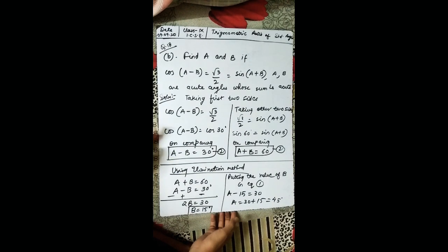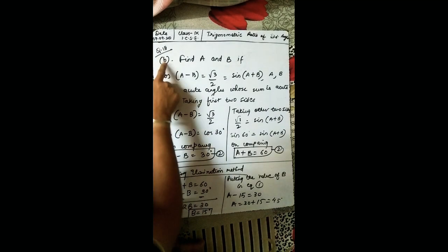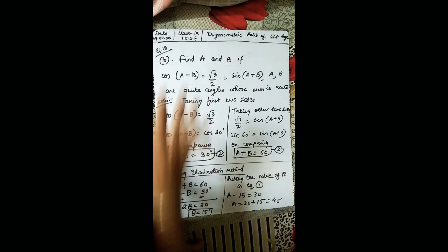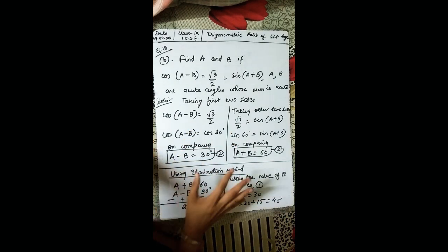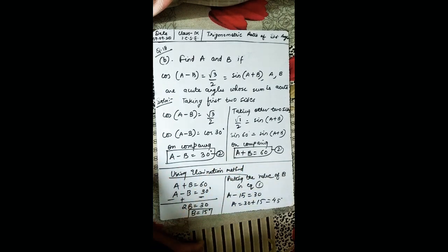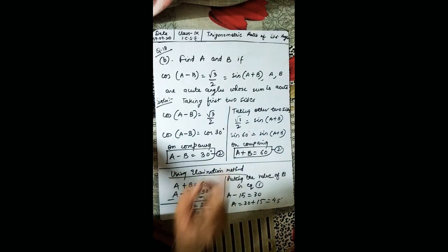Okay, let us understand the 18th question, which is a easy one. I'm explaining you the B1. If you can understand this clearly, you can solve A1 also. All right, so please focus here and understand it very seriously. So find A and B. We need to find two angles, that is A and B.